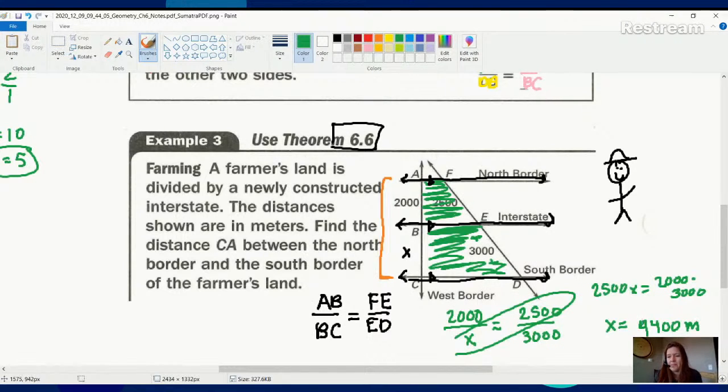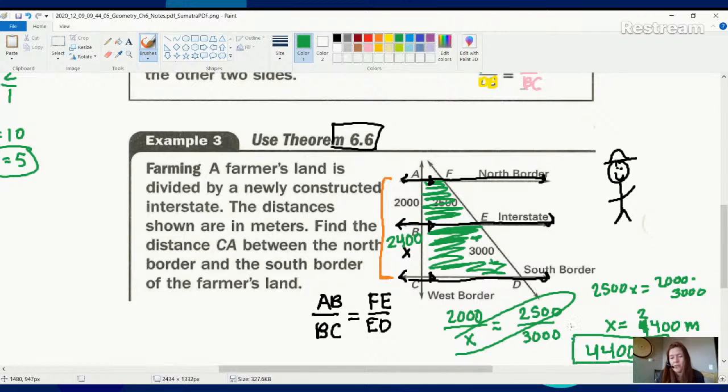I know what I did. I was looking at the wrong number. When you cross multiply, you do get 2,400. Felt a little bit weird. But the question was, what is the distance between the north border and the south border of the farmer's land? That's where we get the 4,400 meters. That's what I get when I glance over at my work and don't trust myself.